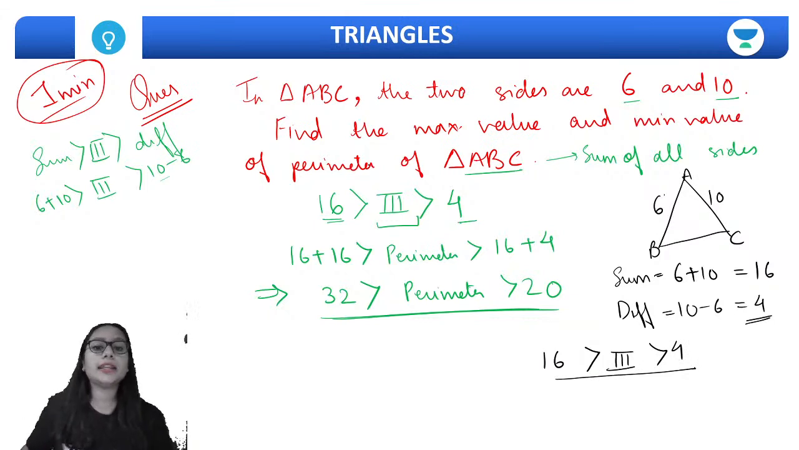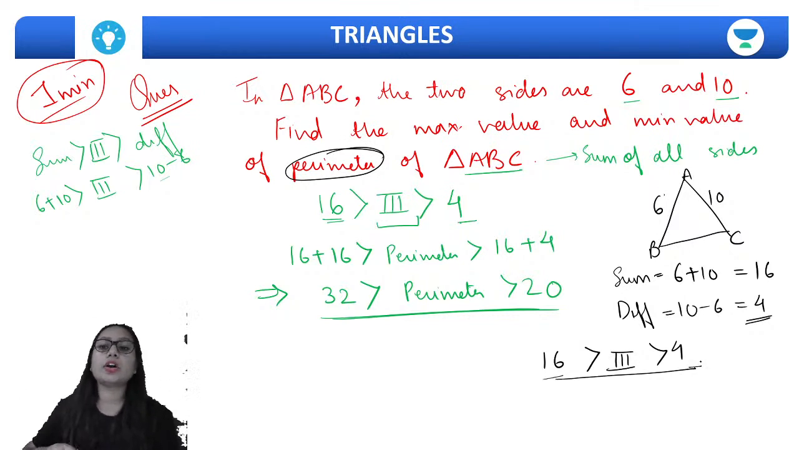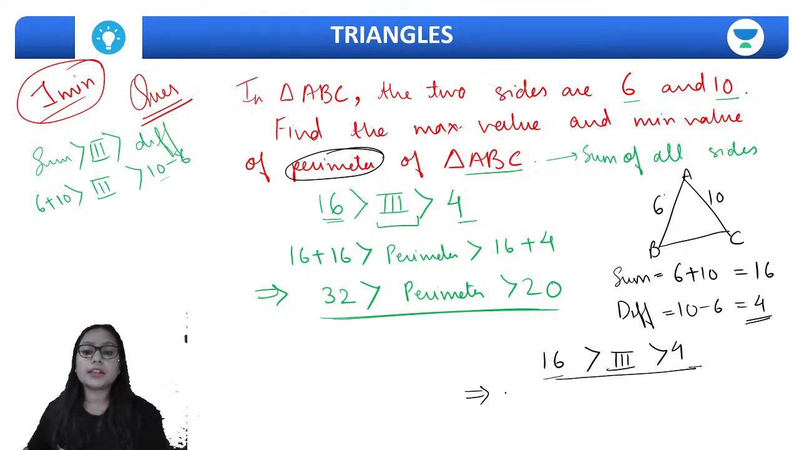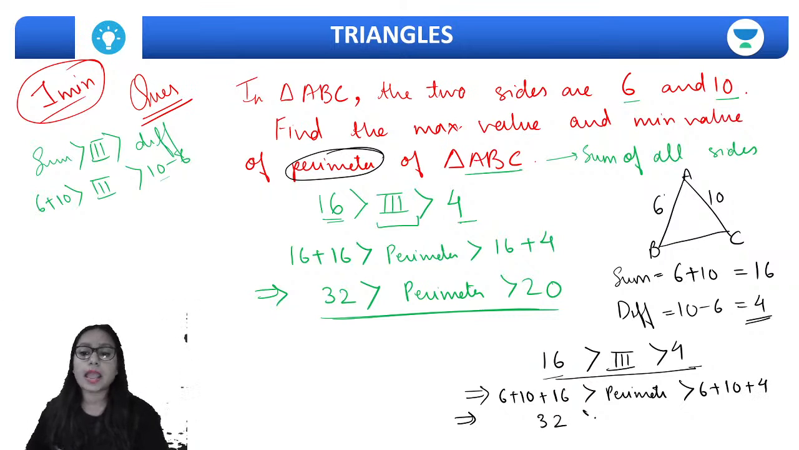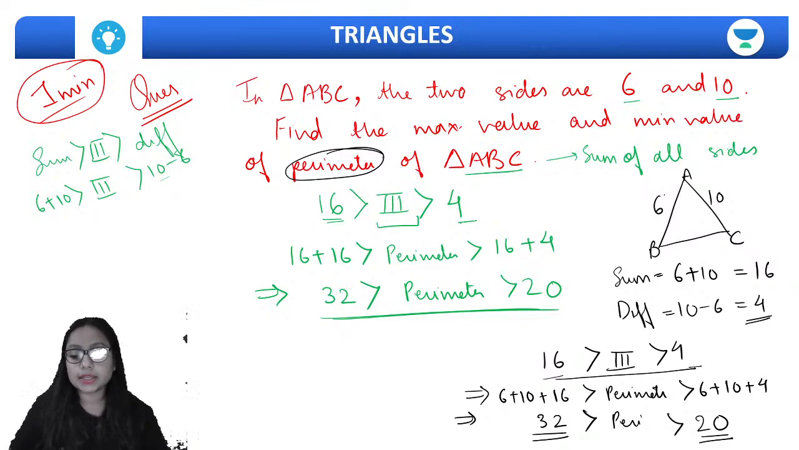Now since I have to find a value for perimeter, which is the sum of all sides, and I already have a limit for the third side, I will add the value of the other two sides here. So from here I get 6 plus 10 plus 16 is greater than perimeter, which is greater than 6 plus 10 plus 4. Hence this value would be 32, and this value is 20. So the minimum value of perimeter is 20 and the maximum value is 32. I hope this question is clear now, Janvi.